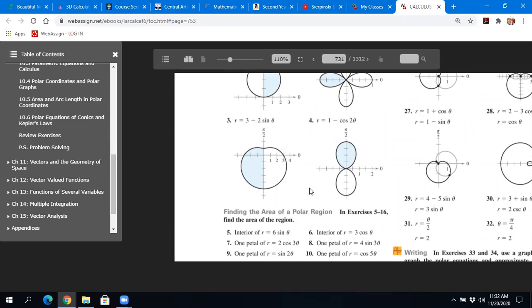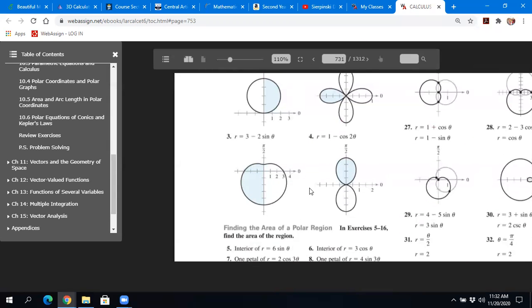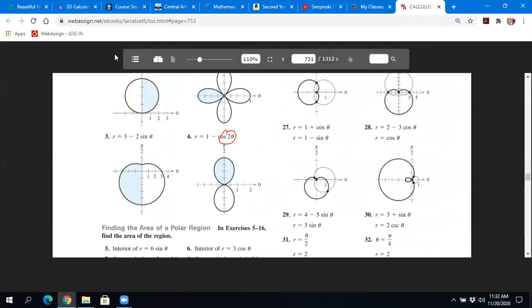Okay, r equal to, let's do this third one right here. The area of that polar region right there, that blue area that's highlighted right there. So let's do this problem. Let's call this area A.